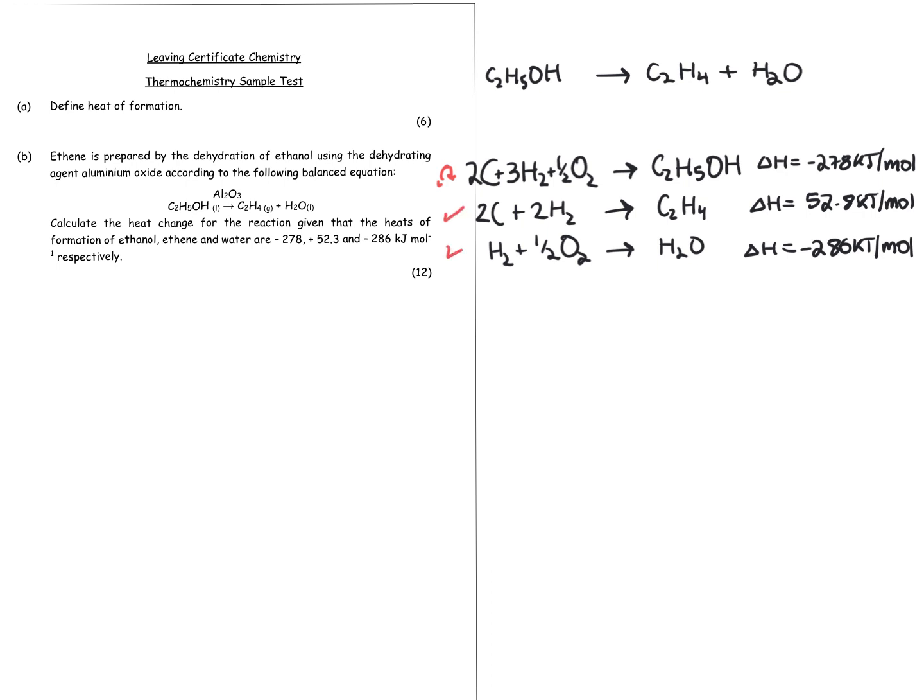Now, we'll flip that guy around, the top guy, and we'll be left with C2H5OH. That then is going to go to 2 carbons plus 3 hydrogens plus half oxygen. And the delta H of this guy now, because it's been flipped around, is going to change. So it'll be 278 kilojoules per mole. And we'll forget about the minus because it's in the opposite direction. Second and third equation then stay exactly the way they are. So we can leave them.